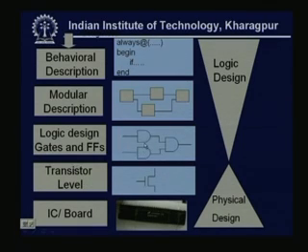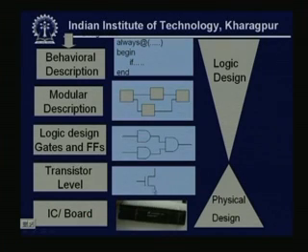Next, each gate is again represented by some transistors. That means the gate is a smaller subsystem and again it is partitioned into smaller systems, that is, the transistors. So the transistor level module is shown in the fourth step. And last, we have the actual digital ICs, that means on a piece of silicon the actual transistors are fabricated and we get our final IC, shown in the last step.